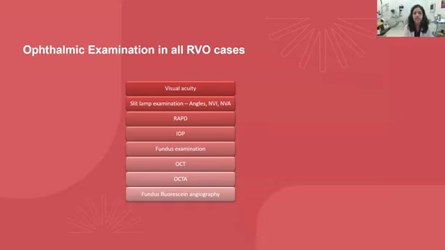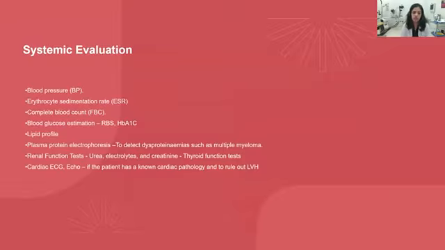We have to check for RAPD. It's a very important sign. It's the most important sign in ischemic versus non-ischemic CRVO. Intraocular pressure. So fundus examination, of course, OCTA and fundus fluorescein angiography. We'll talk about them in the later slides. And of course, systemic evaluation. Once you diagnose the patient with RVO, we need to rule out any systemic conditions. So blood pressure, ESR, complete blood count, blood glucose, lipid profile, plasma protein electrophoresis, renal function tests, cardiac echo, ECG, etc., to rule out any kind of underlying disorders.